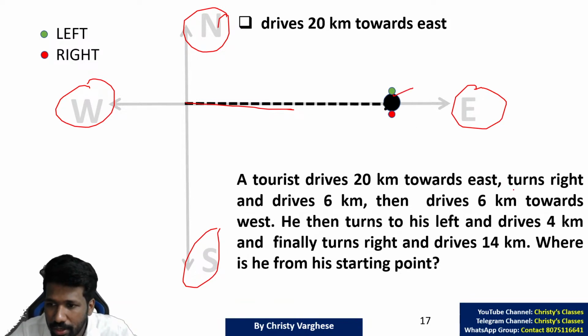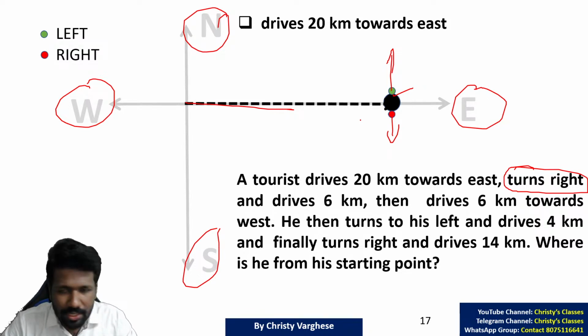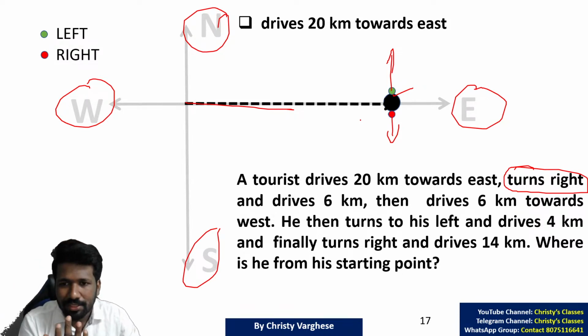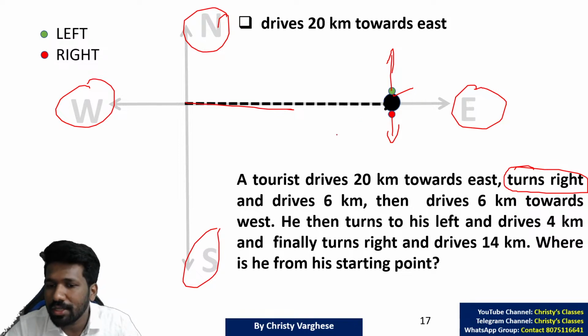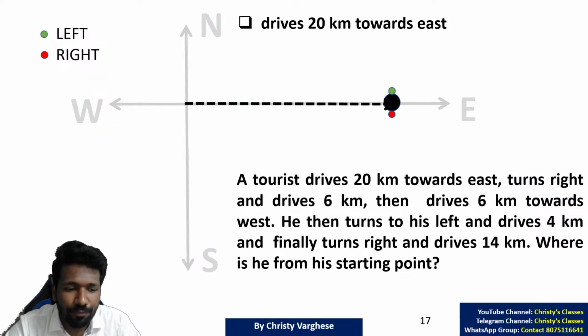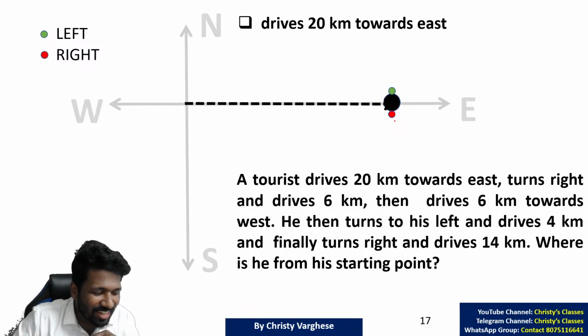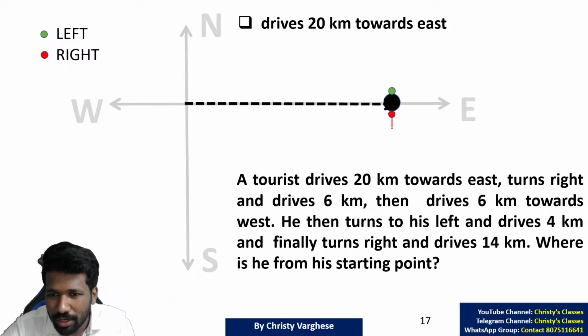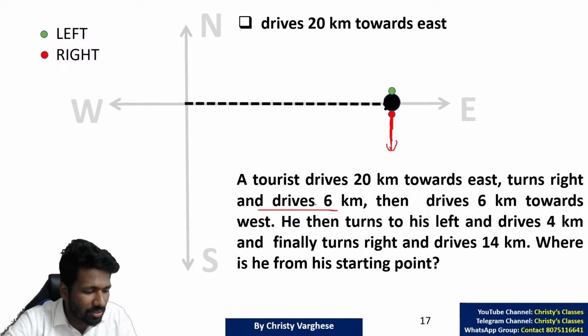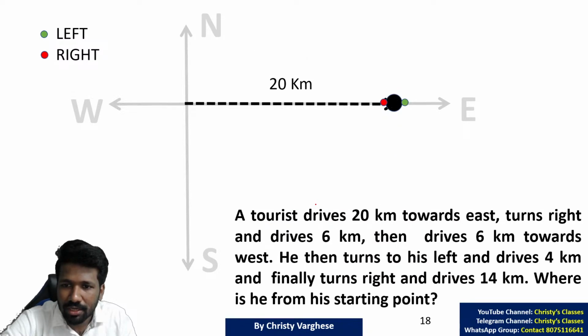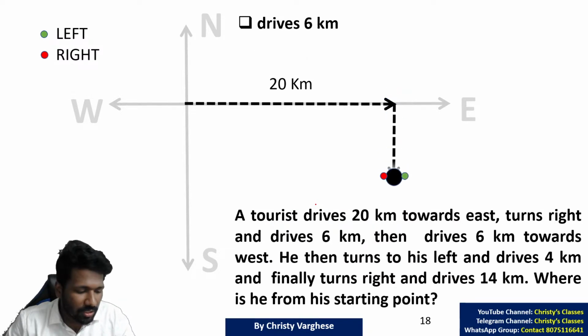Now the question says he turns right. The confusion is whether turning right means this way or that way. To avoid that confusion, take the paper and turn it towards your face and check your right or left. That way you can decide easily if you are getting confused. I cannot show it by turning the screen, which is why you have to turn the paper and check it. When you turn the paper, you will see that this is right. So he turns right and drives 6 km in this direction, like this. This is 6 km. I hope all of you are clear.